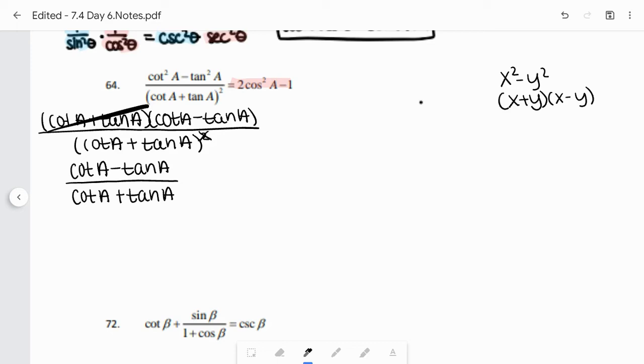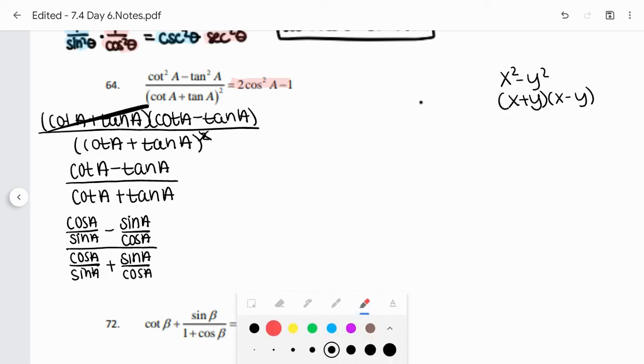Okay, now I want to rewrite this using sine and cosine. So cotangent is cosine over sine. And tangent is the opposite, sine of A over cosine of A. We're going to do the same thing with the denominator. So cosine A over sine A plus sine A over cosine A. Okay, so if I lost you a little bit here, the numerator became that in yellow. We're just using sine and cosine, and the denominator became that in purple.